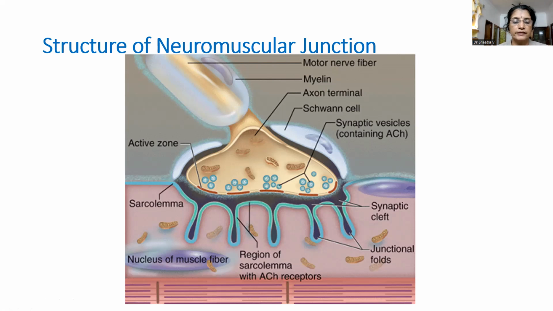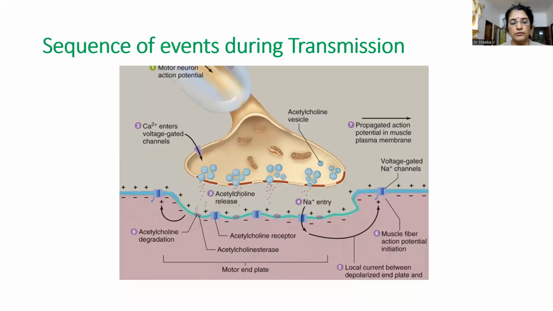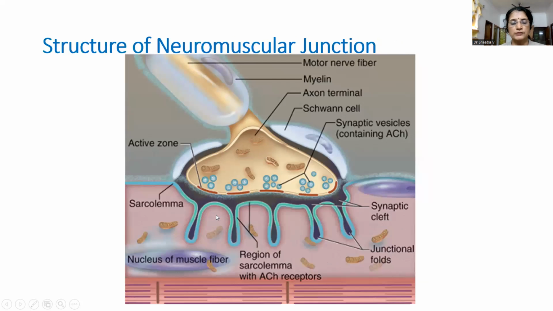In the postsynaptic membrane, there are a large number of nicotinic acetylcholine receptors. In this picture, you can see these receptors. These nicotinic receptors are present in the postsynaptic membrane, and through them the neurotransmitter binds.